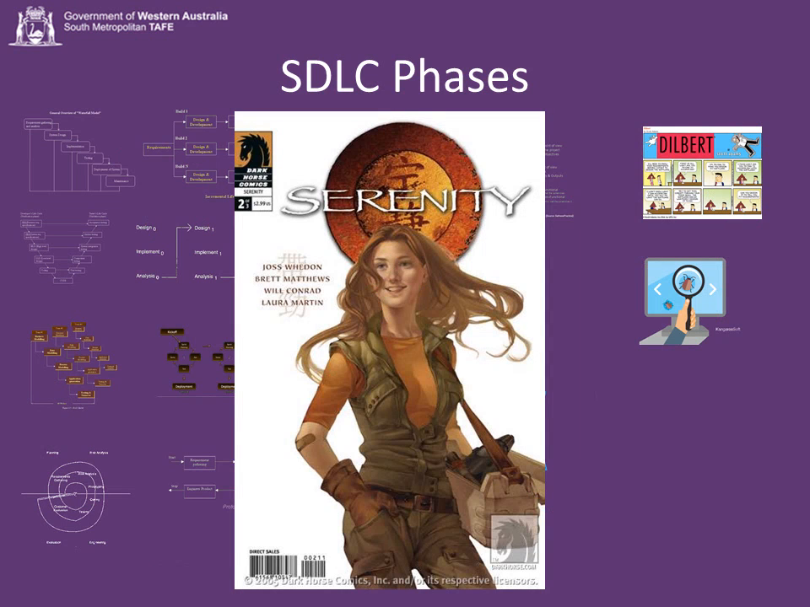Phase 6 is maintenance. Once the customer starts using the system and has accepted it, problems come up and need to be solved. This process is known as maintenance. Oh, by the way, this is a picture of the mechanic from Firefly because, well, why not?